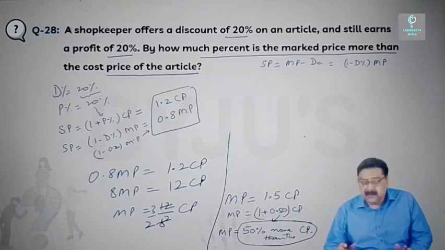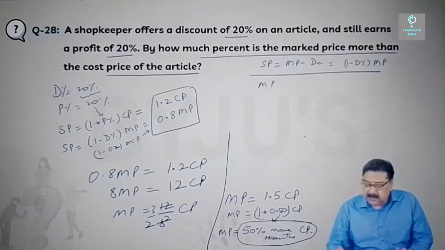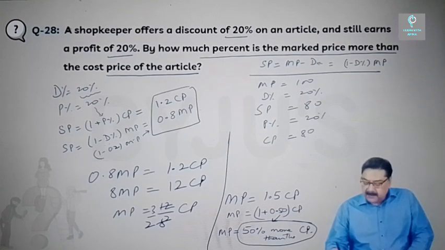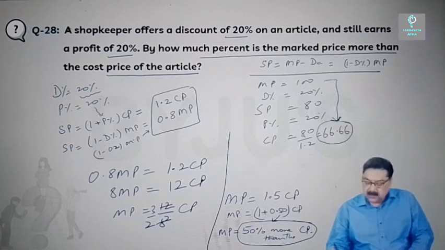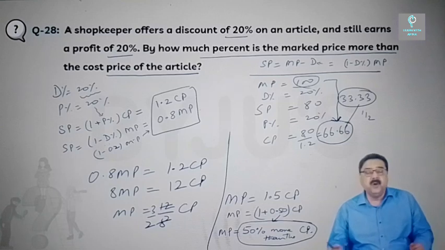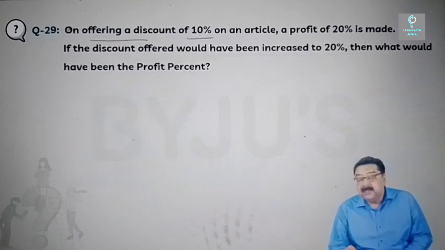If you want to take an instance or an example, let marked price be rupees 100. Discount percentage is 20%. So selling price is 80. Profit percent is 20%. So cost price is 80 by 1.2, which is 66.66. Now the difference between marked price and cost price is 33.33, which is half of 66.66. So 50% more.